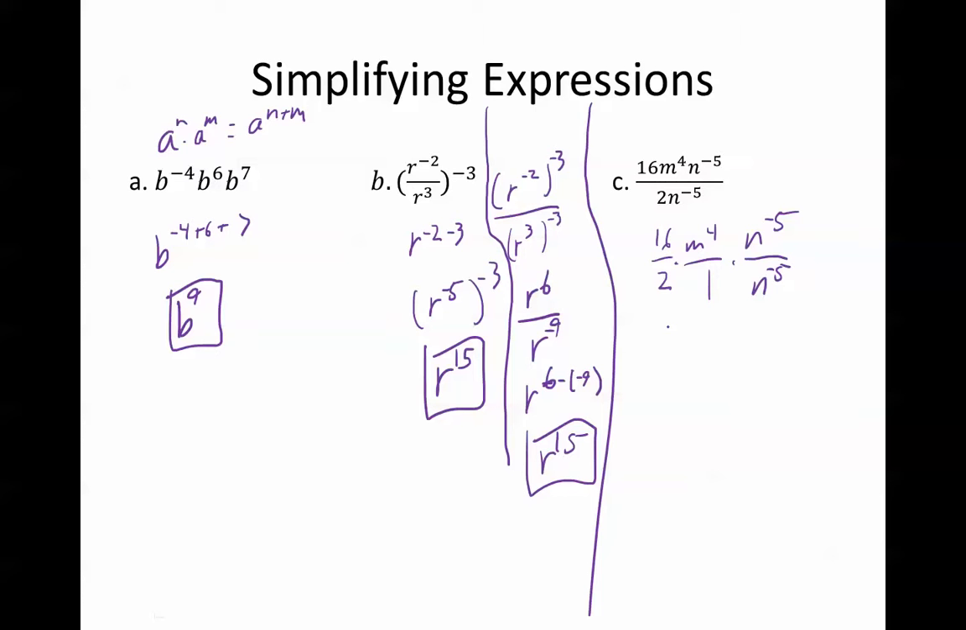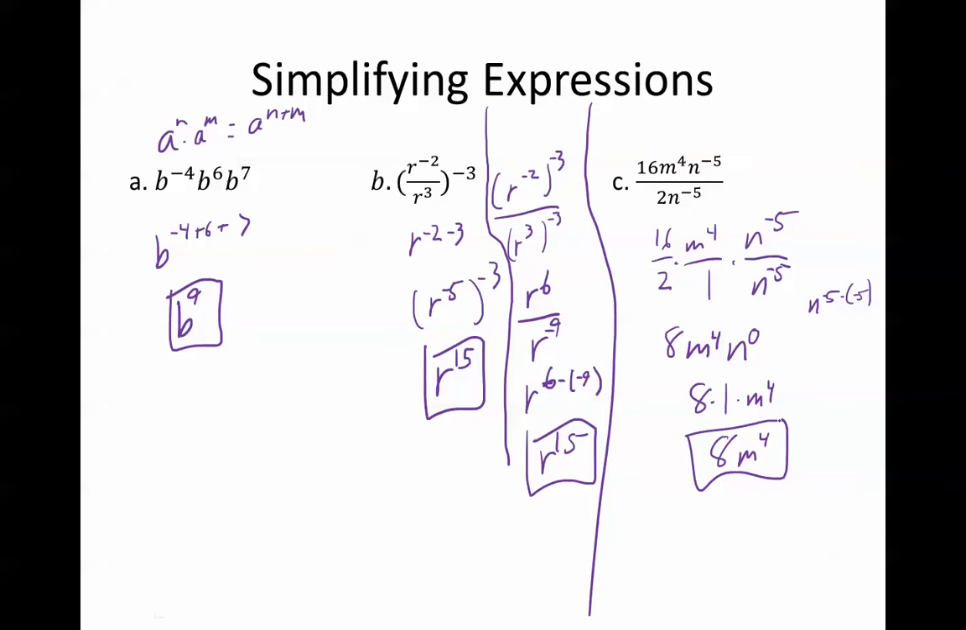So what do we get when that happens? Well, this is 8, 16 divided by 2, because those are just whole numbers, right? The m to the 4th divided by 1 just stays m to the 4th. And n to the negative 5 divided by n to the negative 5, well, the division rule tells me to subtract these, which gives me n to the 0. And what does our 0 property say? Anything to the 0th power is always equal to 1. So this is 8 times 1 times m to the 4th, and then 8 times 1 just makes 8. So final answer, 8 times m to the 4th.